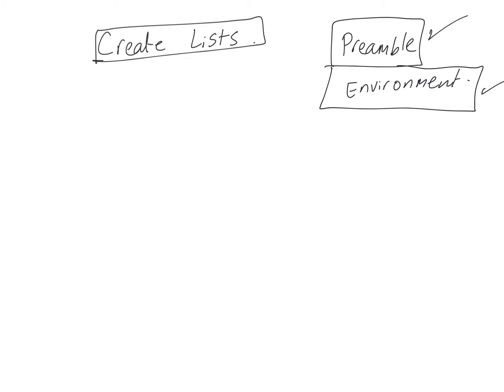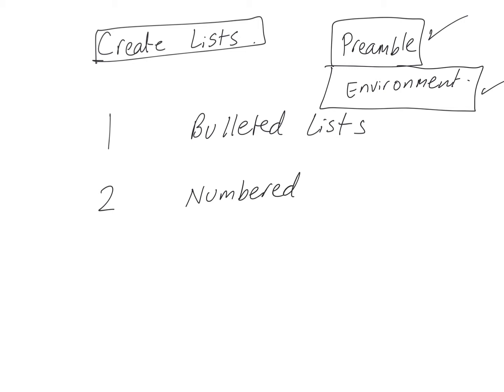Either it goes in the preamble, if we are using a package or making some changes to the package, then we'll put it in the preamble, otherwise we'll use the environment. So, three things that you can create: bulleted lists, numbered lists, and definition lists.